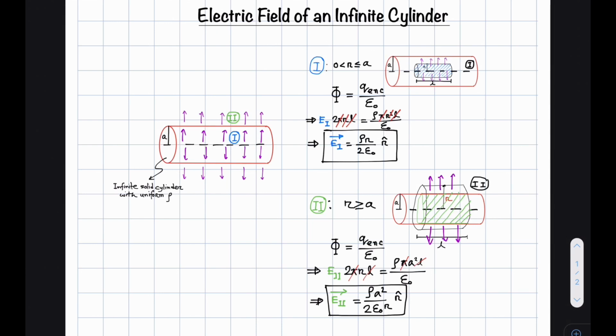Now let us check how the electric fields in these two regions vary with distance r. So in region 1, the electric field, you can see, is proportional to the distance r, where r is less than or equal to a. Now in region 2, as you can see, the electric field is inversely proportional to the distance r, where r is greater than or equal to a.